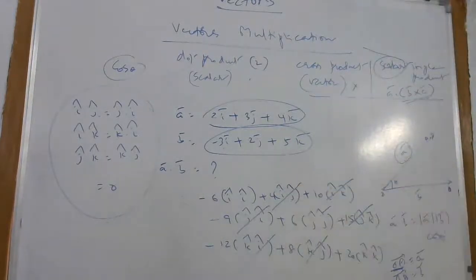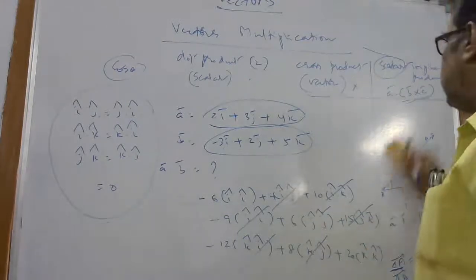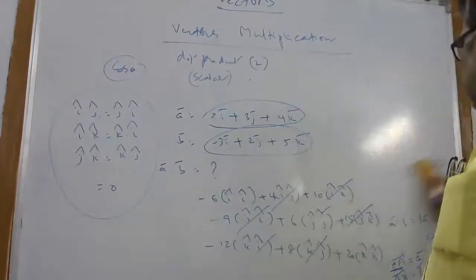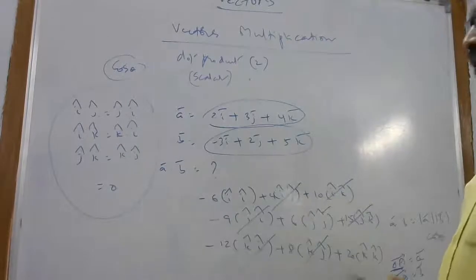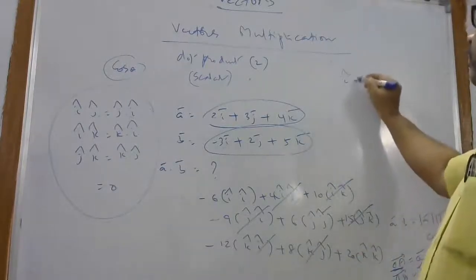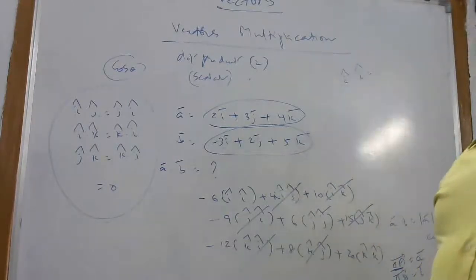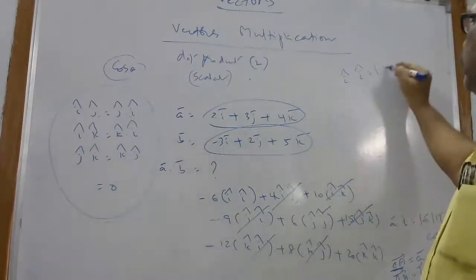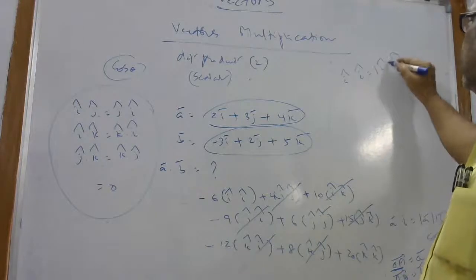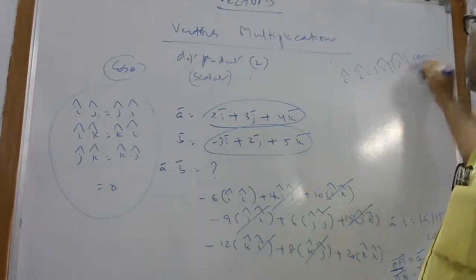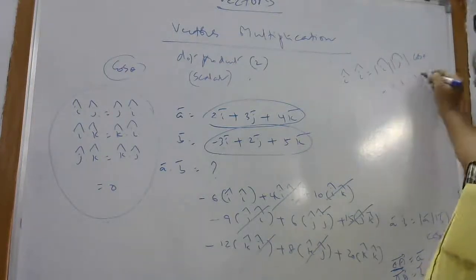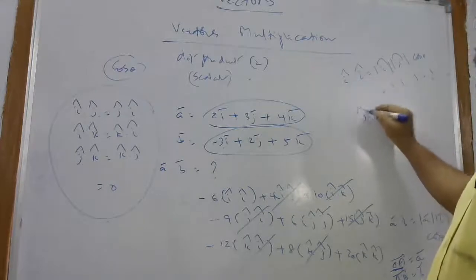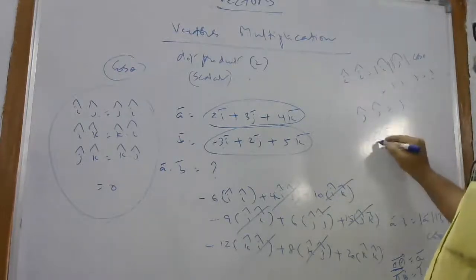Now, what is left over? I cap dot I cap. This is important, brother. See, I'll tell you. I cap dot I cap. See, I and I are parallel vectors, same only. What is the angle between them? 0 only, na? Cos 0 how much? 1. So, mod I cap, mod I cap into cos 0, which is equal to 1 into 1 into 1, which comes 1. So, I cap dot I cap is 1, J cap dot J cap is 1, K cap dot K cap is 1.